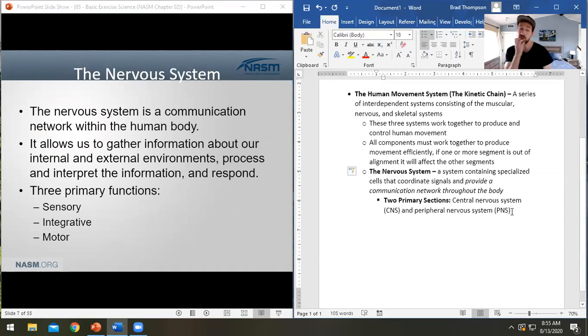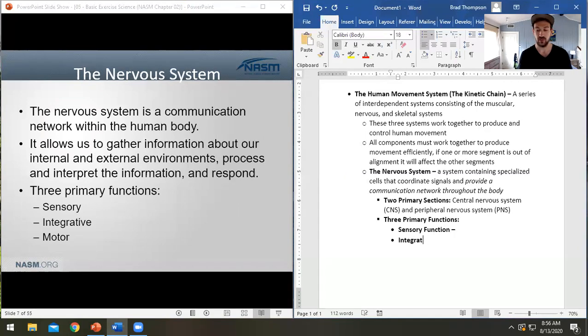Now, one thing we didn't spend too much time talking about yesterday is that your nervous system has three primary functions. So when we're looking at the functions of your nervous system, we're going to see that it has sensory function, integrative function, and motor function. This goes in order of how the nervous system works: you would sense information coming in, your brain would integrate that information with a response, and then it would execute that response using motor neurons.